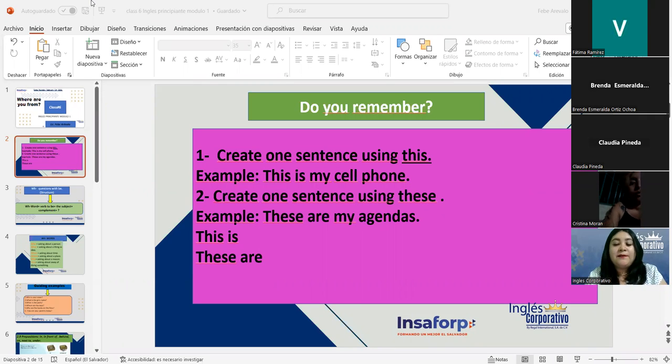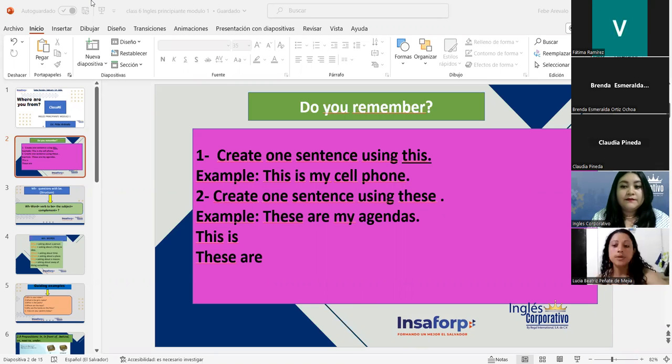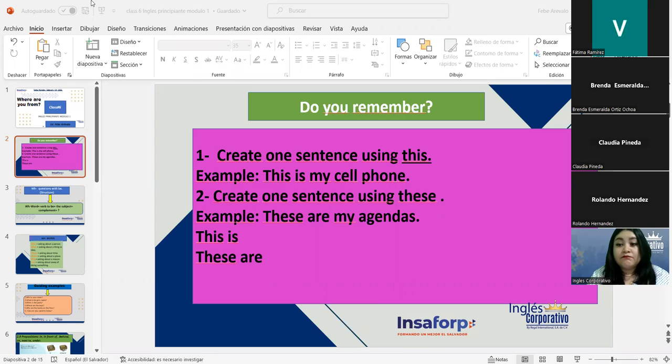Then Cristina y luego Claudia Pineda. These are cookies. Very good. These are cookies. No está utilizando ningún possessive adjective, all right? No está diciendo de quién son, solo está diciendo que son galletas. Very good. Excellent. Claudia Pineda. Miss Pineda, estamos teniendo problemas con el internet, creo, porque no se le escucha, no se le entiende en realidad. Right. Si usted quiere, me puede mandar por el chat box su oración, porque su participación siempre es excelente, así que puede enviarla. Let's go with Rolando.